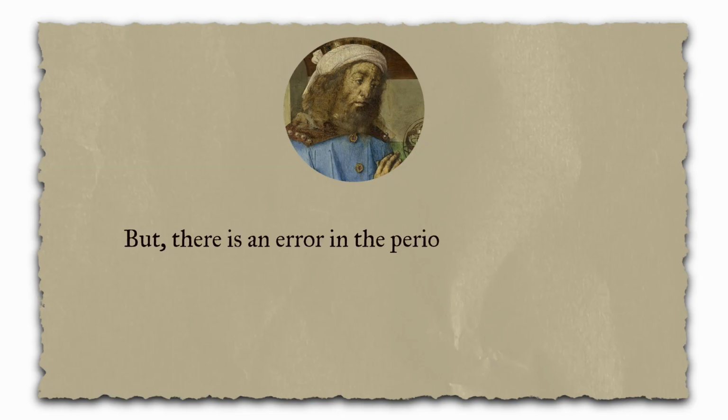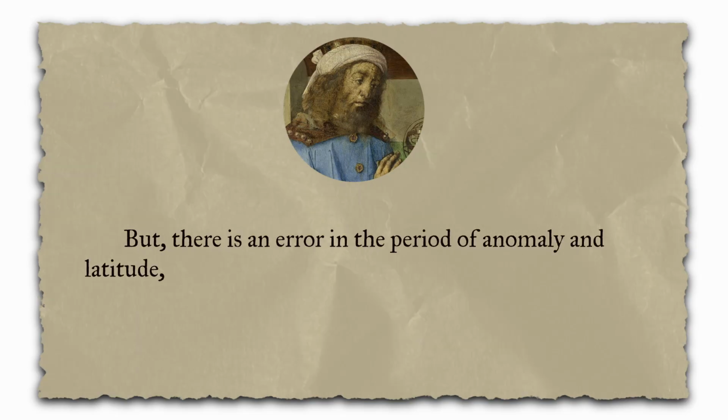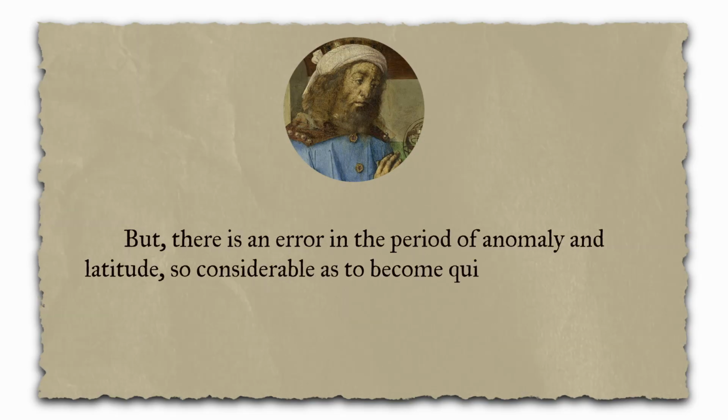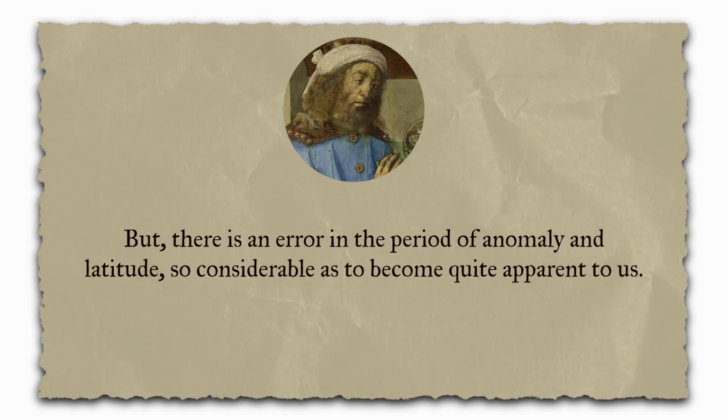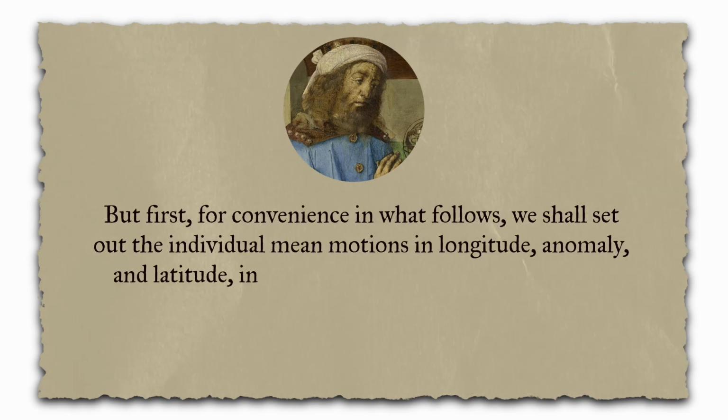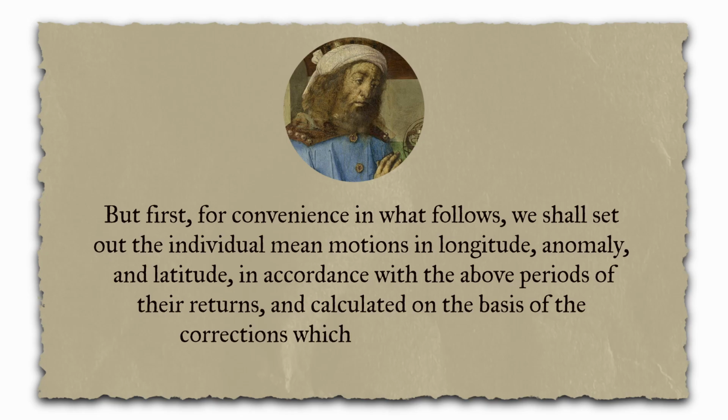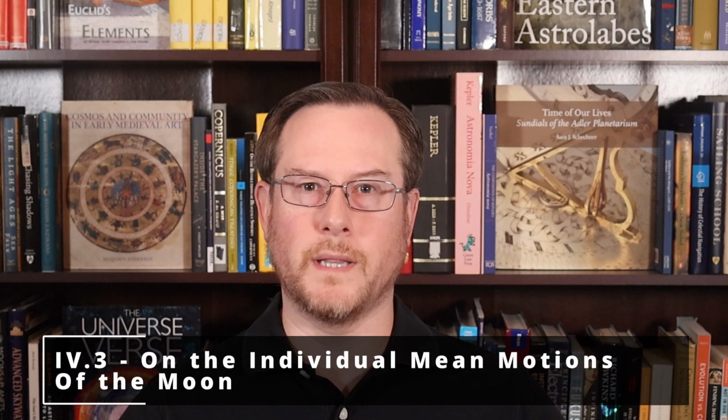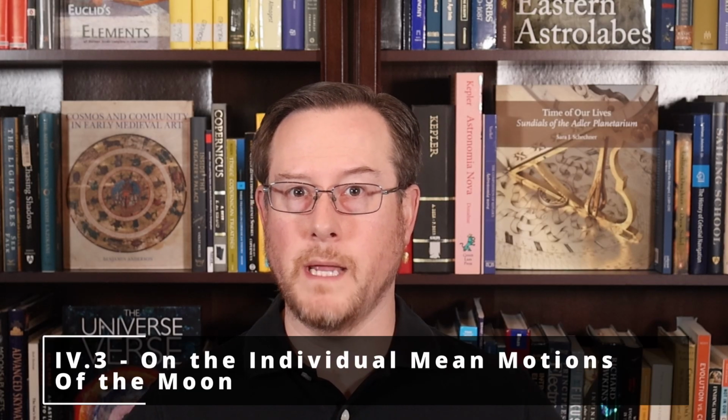Yet, despite all the careful consideration that Ptolemy tells us Hipparchus did, he still determines that there are issues with the periods of anomaly and latitude, so considerable as to become quite apparent to us. However, he doesn't address them here and promises corrections which "we shall derive later." In Chapter 3, Ptolemy completes the calculations to determine the mean periods as we described previously.